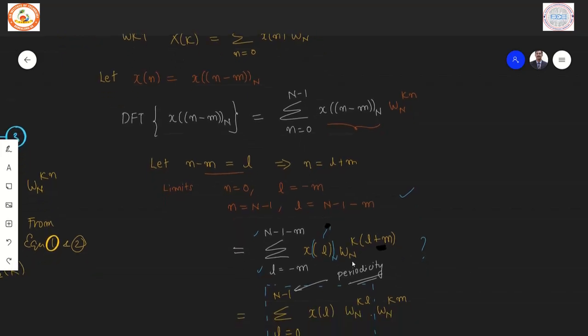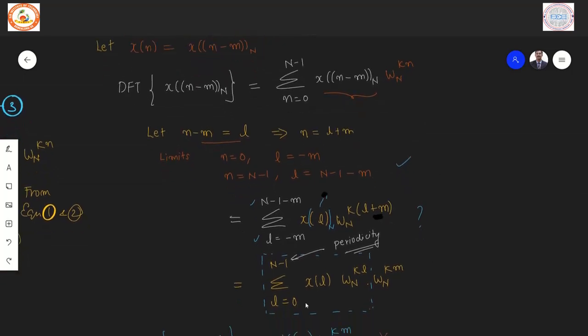Now from this, what you can observe is that once again, if you count the number of points, it is N. Here you can use periodicity once again and change the limit to be between 0 to N minus 1 because we are talking about a periodic sequence here.